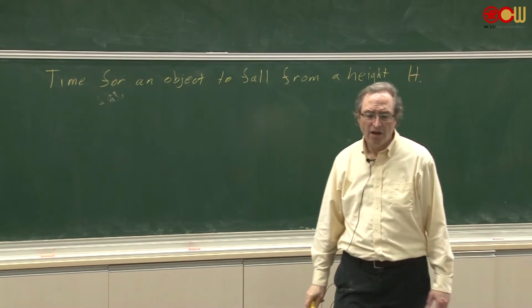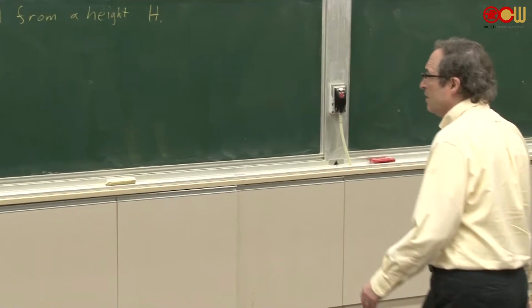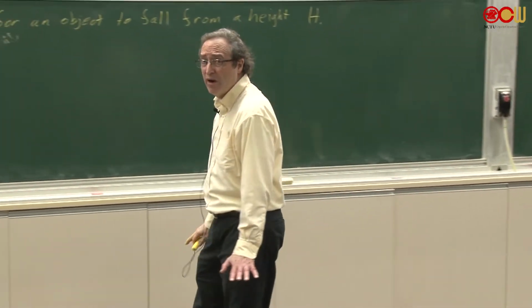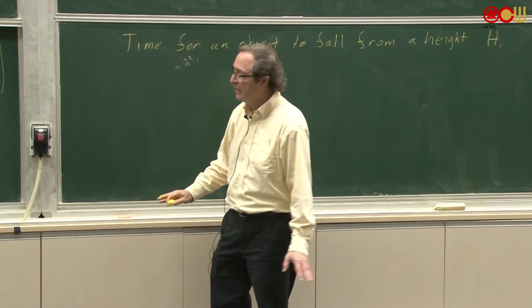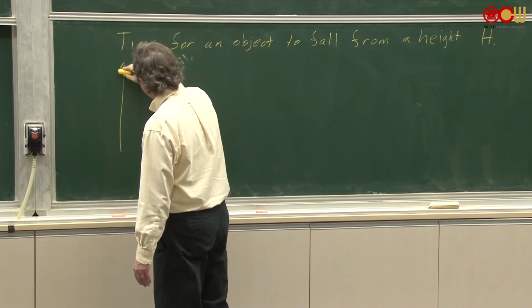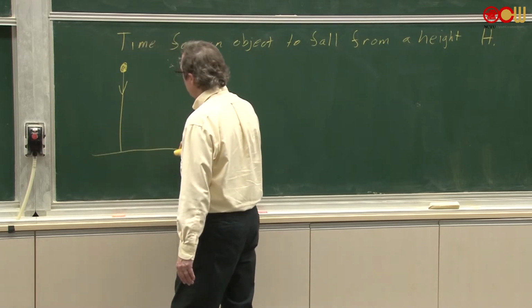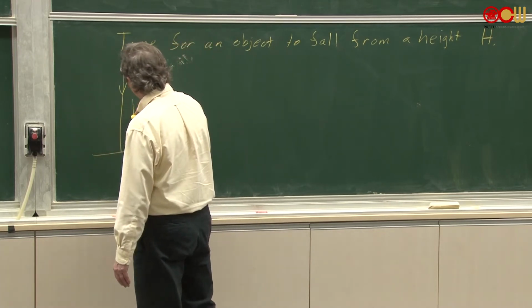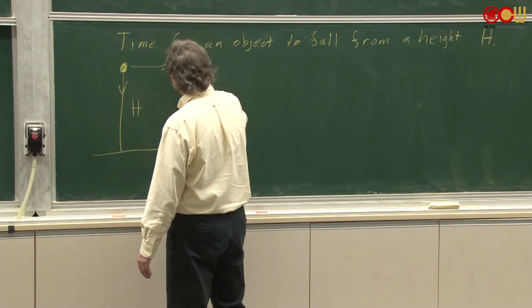All right? Now, if you remember, the answer turned out to be proportional to or related to the square root of the height divided by g. All right? So the first thing to do whenever you have a problem, step 1, is to draw a picture. So we draw a picture. Here's our object, and it's falling. All right? And how far is it falling? At distance h.